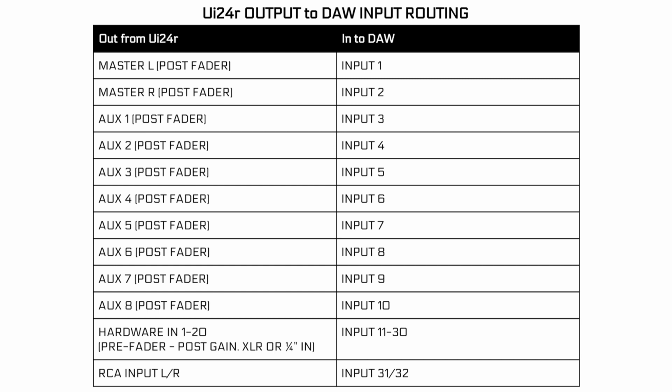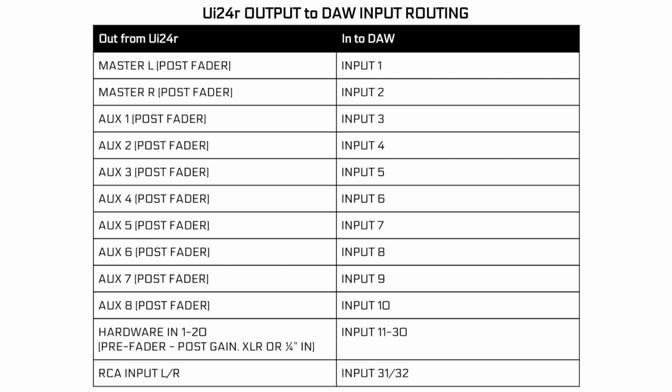The way that the UI24R is set up is it is a 32 by 32 recording interface. So this routing is fixed. You cannot change the output routing from the UI24R. The master left fader, so that's post fader, will go to input 1 on your DAW. The master right will go to input 2. Your auxes, 1 will start at 3 all the way up through 8, which will be input 10.